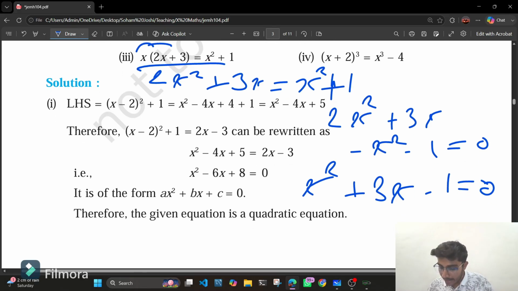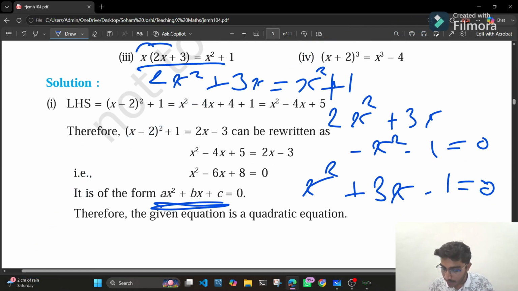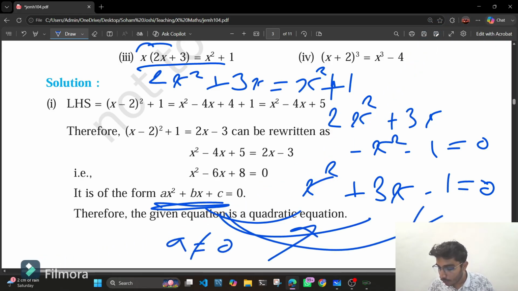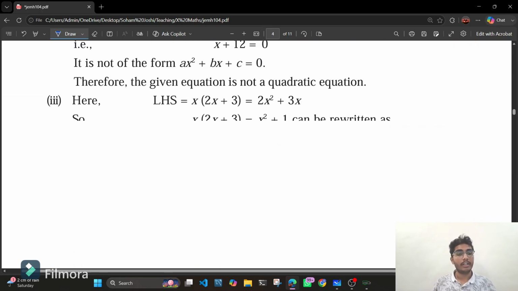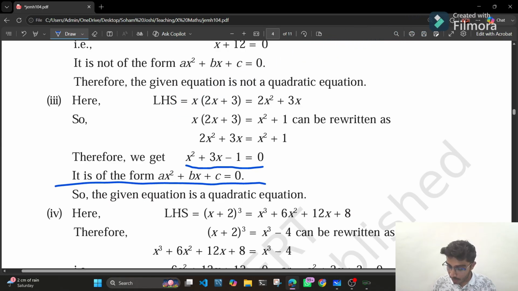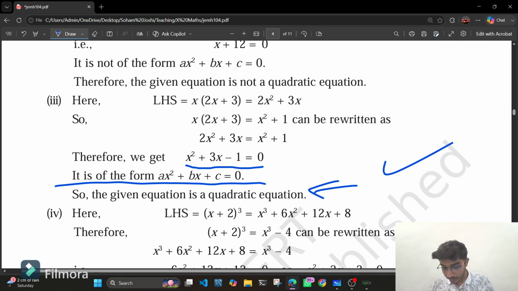So we can see that we can compare with the standard form of equation, that is ax square plus bx plus c. We have a, we have b, we have c, and a is not equal to 0 for this equation. So therefore, this polynomial is a quadratic equation, hence satisfied. We can check the answer as well. x square plus 3x minus 1. It is of the form ax square plus bx plus c. So the given equation is a quadratic equation.